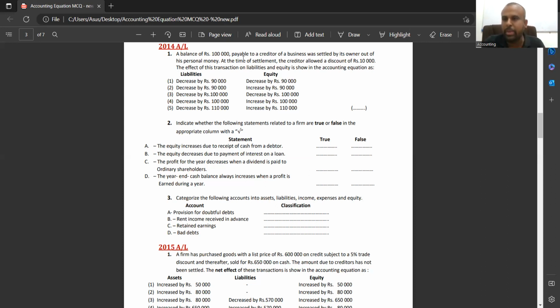Let's say profit was supported by cash, but by using this cash you have purchased another asset. What will happen? Even though you have a profit, your cash balance decreases.